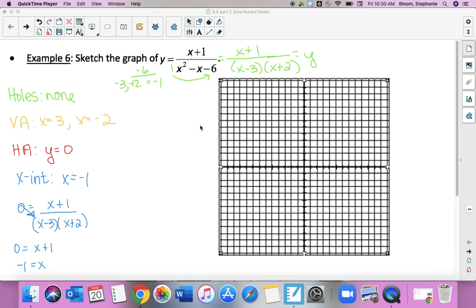So I'm going to go ahead and graph my x-intercept. Okay, so that's there. I don't have any holes to graph. And then I'm going to graph my asymptote. So I have a vertical asymptote at x equals 3. So I'm going to graph that. And then I have one at -2. So go ahead and graph that. And then I have one at y equals 0.